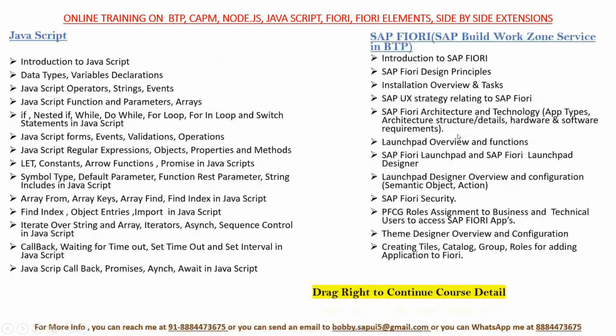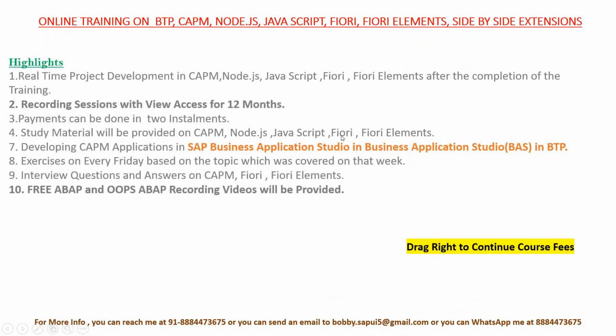And also JavaScript, of course, and HTML will also be covered. We'll go in depth in JavaScript: arrays, keys, indexes, callbacks, JavaScript promises, asynchronous waits, regular expressions, objects, properties, everything, events, validate operations. SAP Build Work Zone is nothing but the SAP Fiori Launchpad. We are going to use this service for setup, Fiori catalog, styles, groups, target mappings, and SAP Fiori Launchpad. Whatever I have developed in my real-time CAPM project, I'm putting those things here.